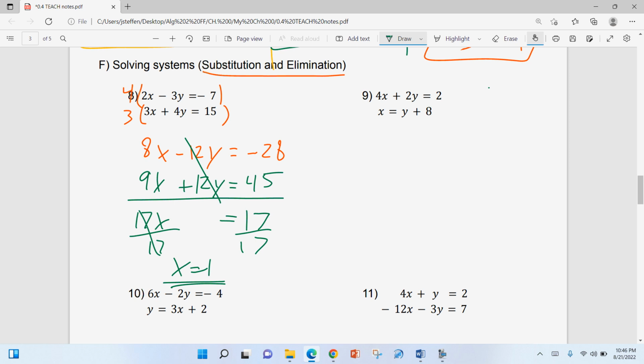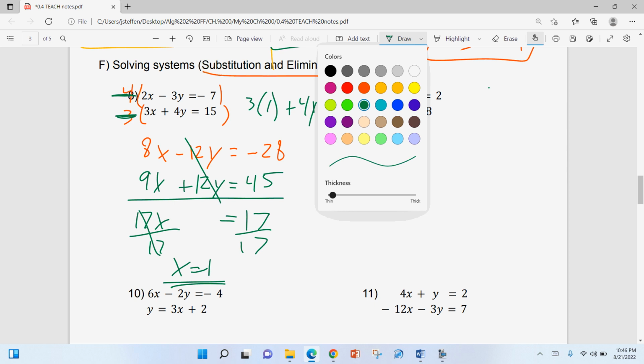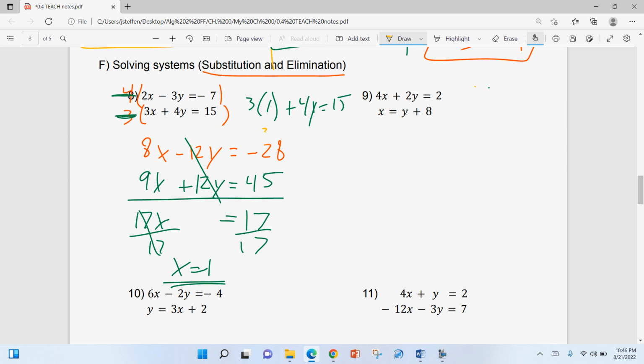So it doesn't matter which one you plug it into, first equation or second equation. I'm going to plug it into my second equation because, again, there's more positives, but either one works. So we have 3 times 1 plus 4y is equal to 15. That's 3 plus 4y is equal to 15. Subtract 3 from both sides. I'm running out of room here. 12 divided by 4. Y is equal to 3.